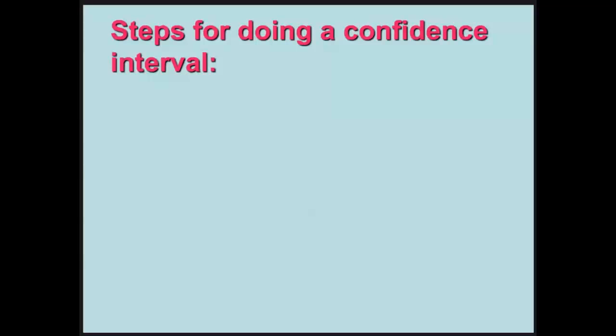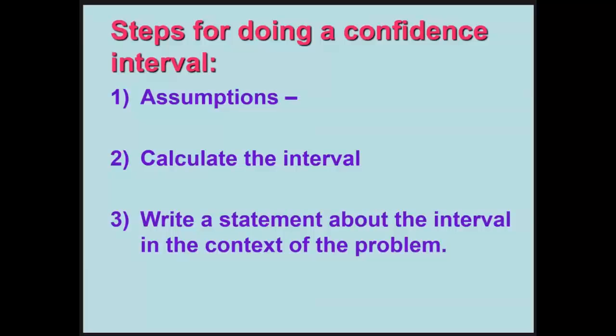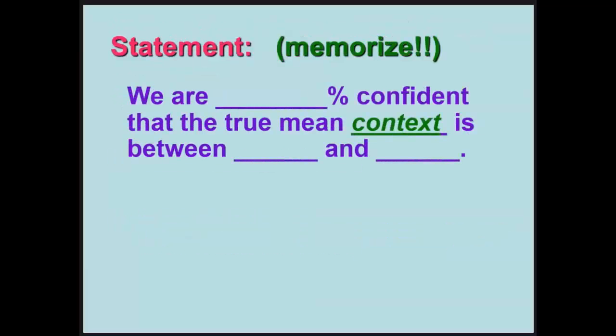Okay, so the steps for doing a confidence interval for means are going to have some similarities to proportions. We want to state our assumptions, set up our formula and actually calculate the interval, and then write our conclusion based on the context of the problem. And just like proportions, there is a set sentence that we're going to memorize and associate with confidence intervals of means. We are blank percent confident that the true mean in context, so whatever the mean happens to represent, puppies and bubblegum, whatever, is between this value and this value.